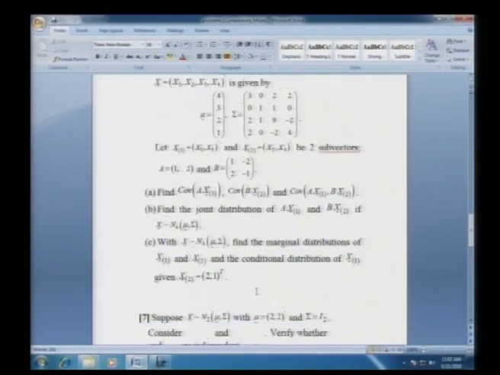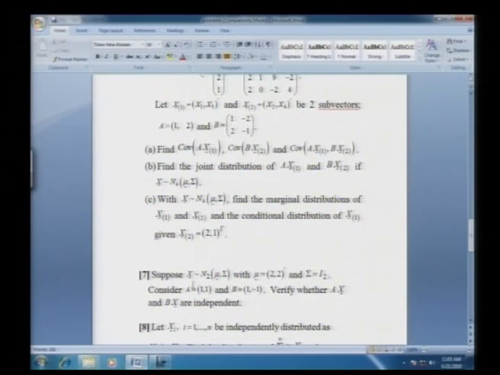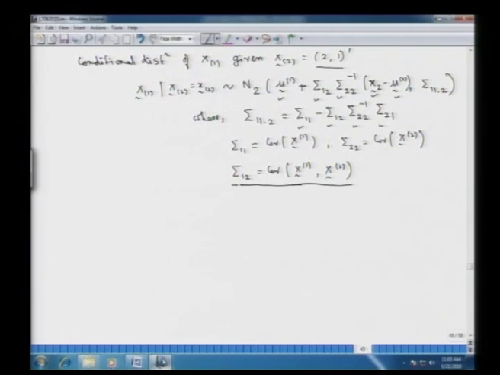Let us now move on to the next problem. We have x, a 2-dimensional normal with a mean vector mu and a covariance matrix sigma, where mu is given by 2 2 and sigma is an identity matrix of order 2. A is this vector 1 1 and B is a vector 1 minus 1. Now the problem is to verify whether Ax and Bx are independent or not. Let us see how to solve this particular problem.